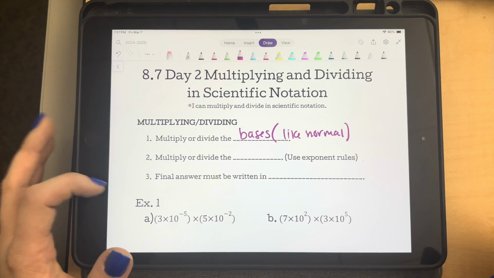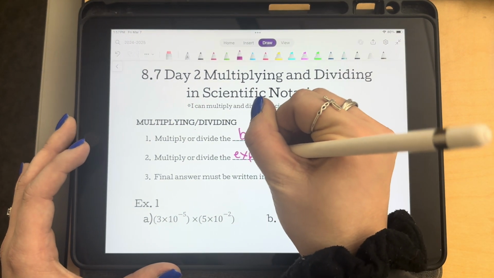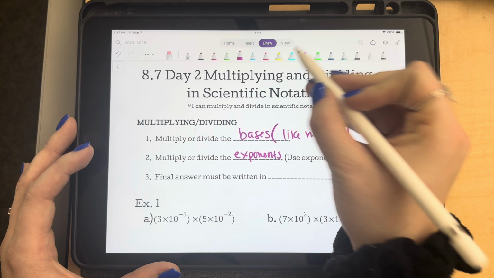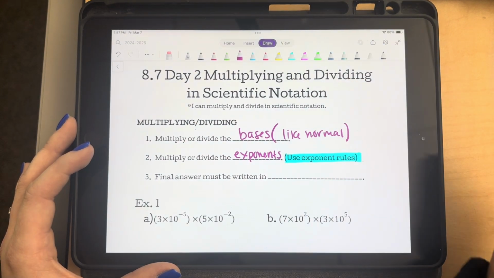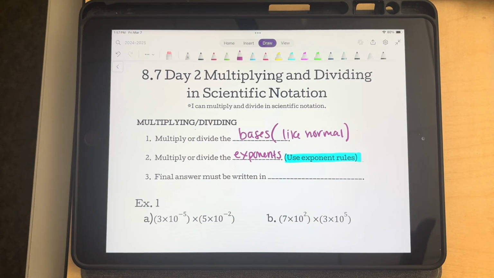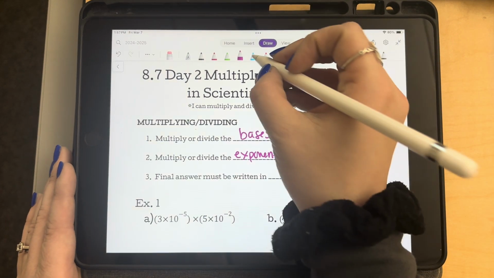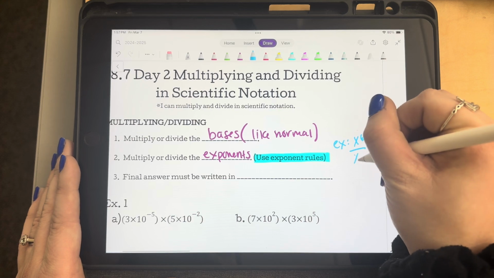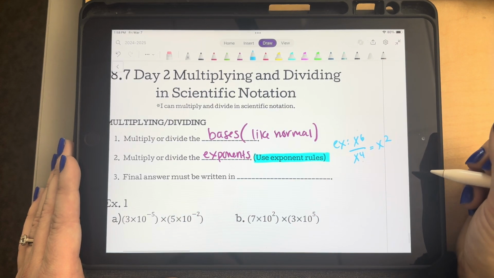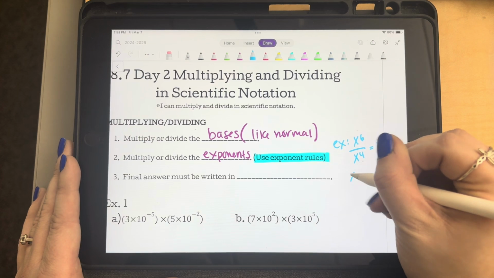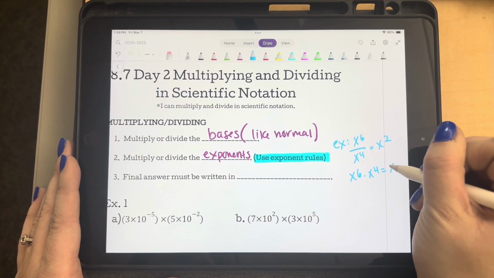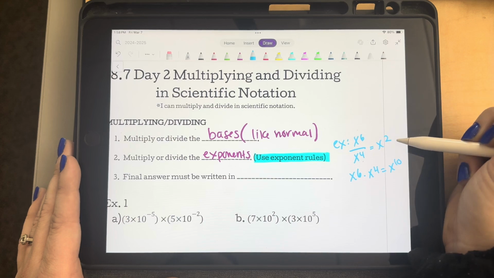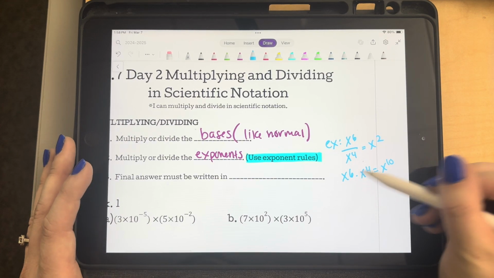Then, number 2, you're going to multiply or divide the exponents. Use the exponent rules. That means when you're multiplying, you add the exponents. When you're dividing, you subtract the exponents. If it's helpful, here's a little example. If you had x to the 6th over x to the 4th, remember you get x to the 2nd. Or if we have x to the 6th times x to the 4th, remember that's x to the 10th. You subtract those exponents when you're dividing, and you add those exponents when you're multiplying.